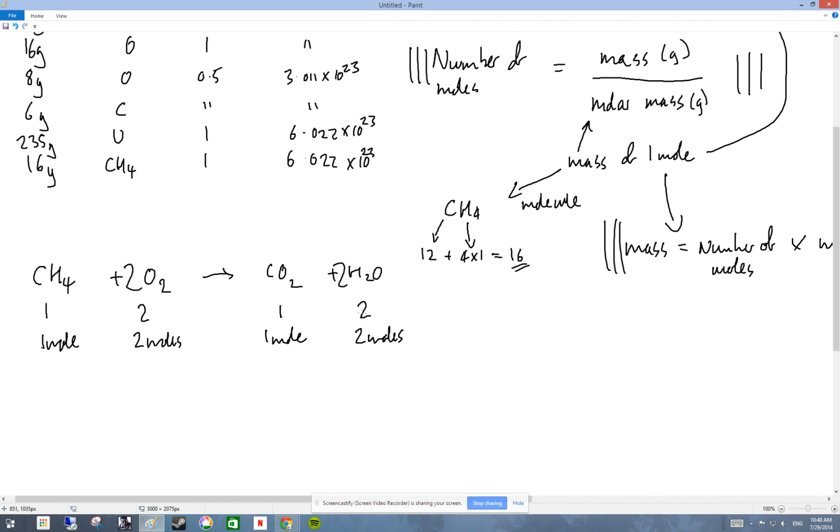So if I had 6.022 times 10 to the 23 molecules of methane, I'd make 12.044 times 10 to the 23 molecules of water. I'd make double the number of molecules of water. But we don't talk about these big numbers, we don't need to, because we're talking about the number of moles. So let's suppose I started with 16 grams, let's keep it really easy to start with, 16 grams of methane. 16 grams of methane is 1 mole.